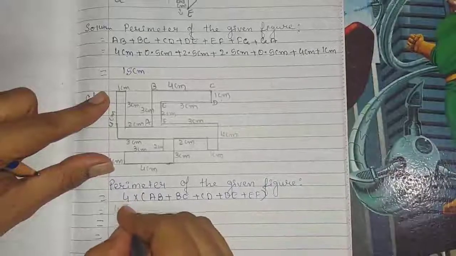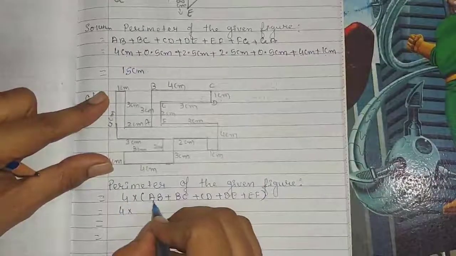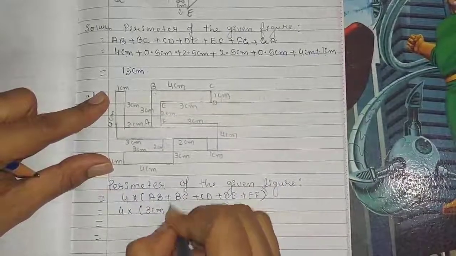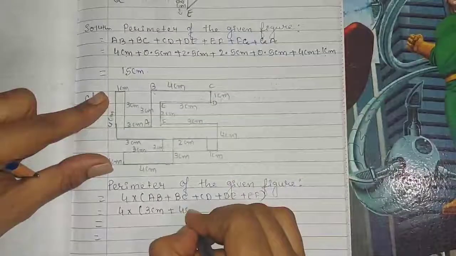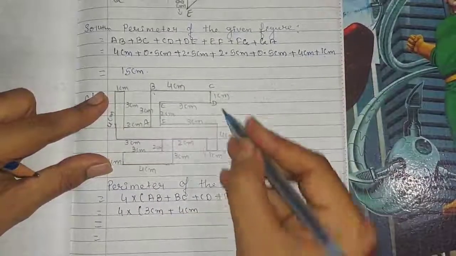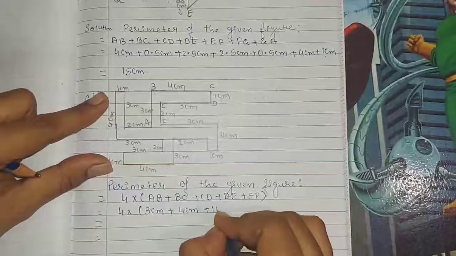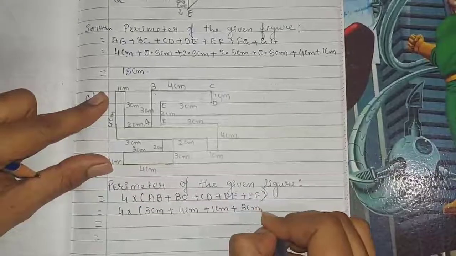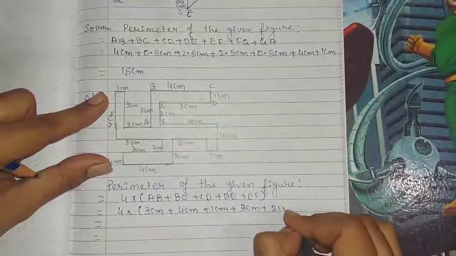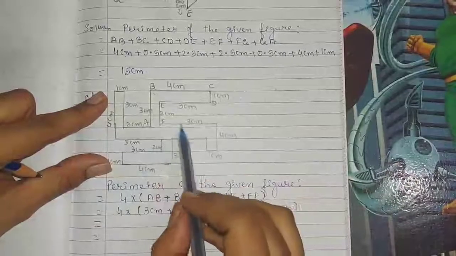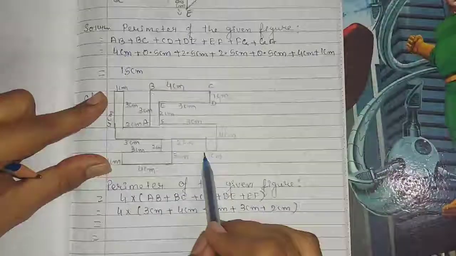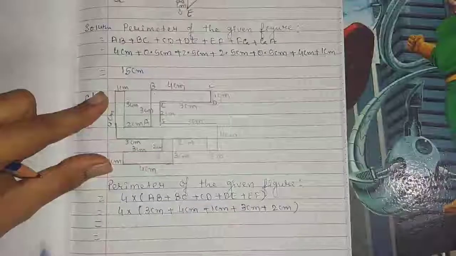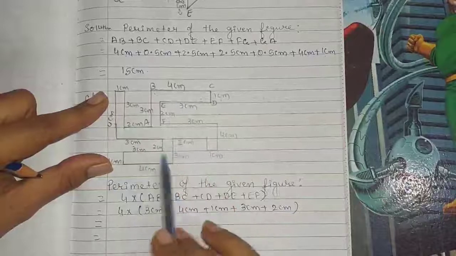Now let us write the measurement of the length AB. So AB is 3 centimeter. BC is 4 centimeter. Then CD 1 centimeter. Then DE 3 centimeter. And then EF is 2 centimeter. So the rest 4 sides also have the same measurements. Here also you can see 3, 4, 1, 3 and 2. Here also there are the same measurements. So we have multiplied by 4 because 4 blocks are there, 1, 2, 3 and 4.